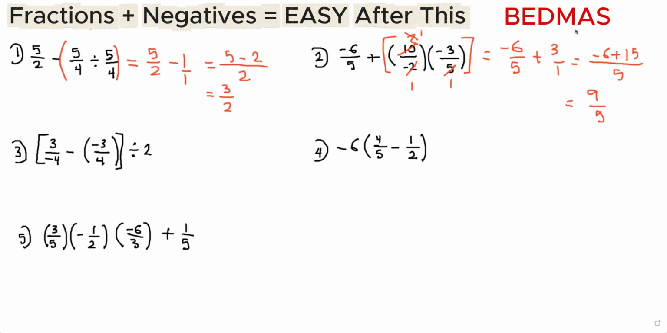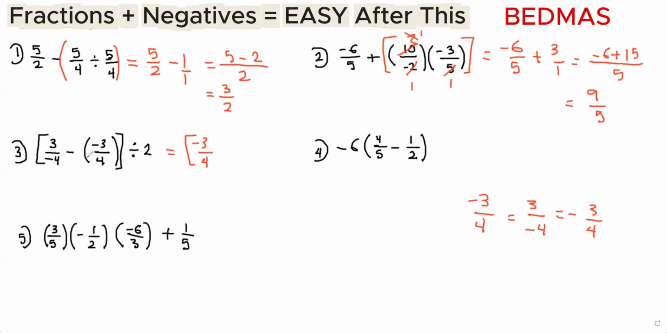And now question 3, that's brackets 3 over negative 4 minus brackets negative 3 over 4, close bracket, divided by 2. Instead of 3 over negative 4, just rewrite this as negative 3 over 4, and it's the same thing. Negative 3 over 4 is the same as 3 over negative 4, is the same as negative 3 over 4, like this. All of these things are the same.